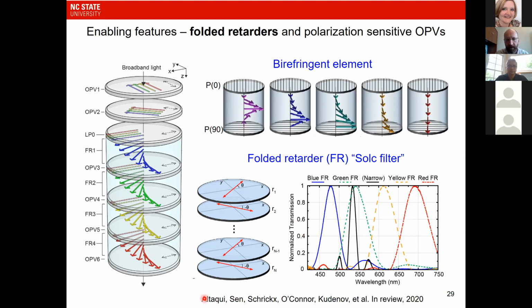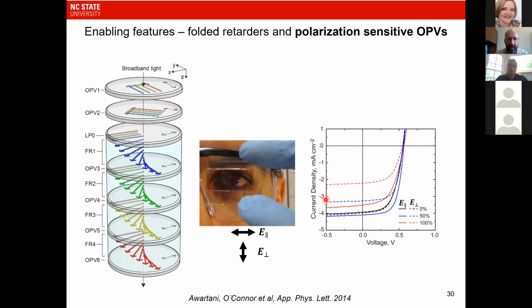This is with Ali Altaquai and electrical engineering with Mike Kudinov, who fabricated these folded retarders to make these really distinct color filters. The other part of this is having a polarized photovoltaic cell. Here's an example of a polarized cell we make in our lab. This is Omar Awartani, who was my first graduate student, actually. You can see the semi-transparent solar cell. Depending on the polarization state of the incoming light, here are the IV curves. One polarization state has a much stronger response than the other. So now we know what the polarized state is as it's being collected and transmitted through the cell.